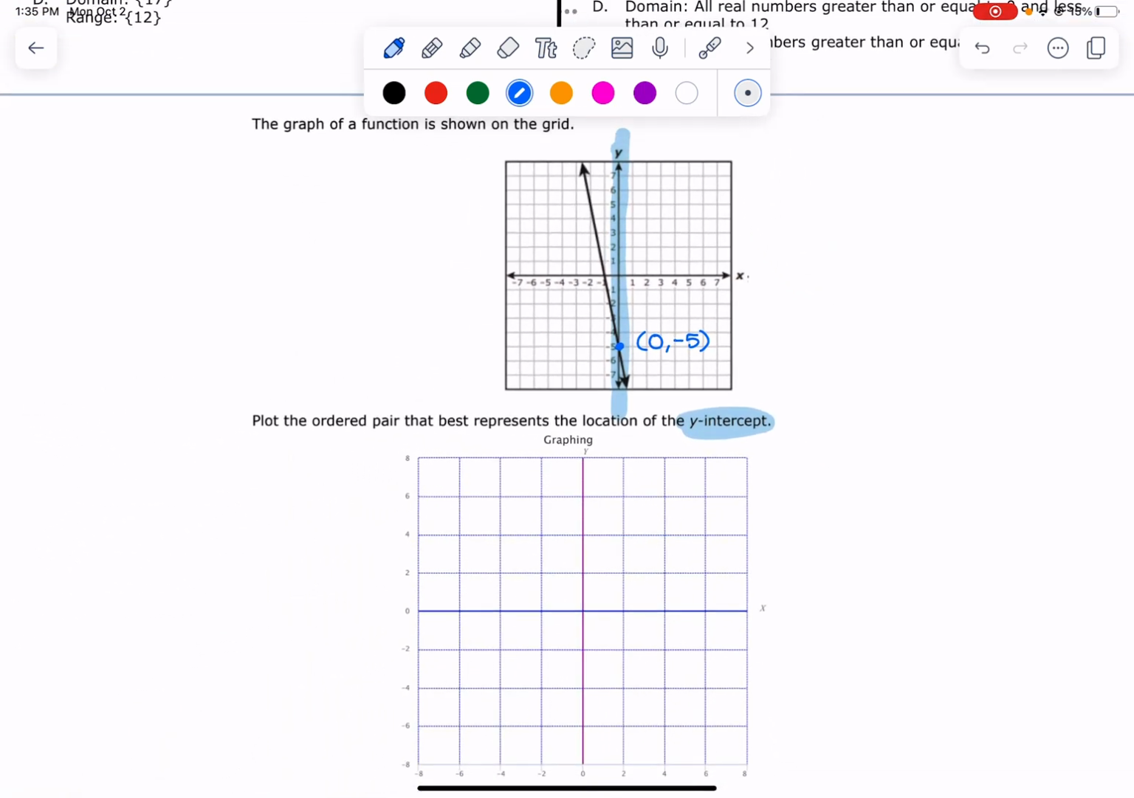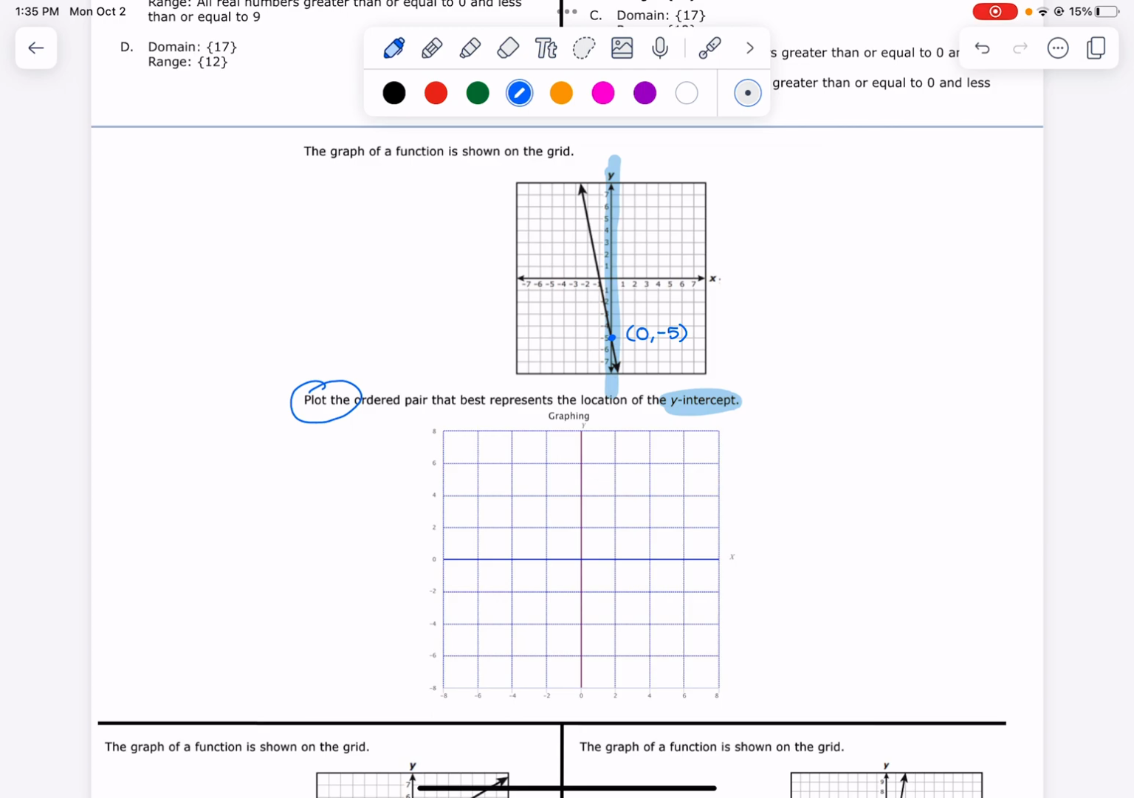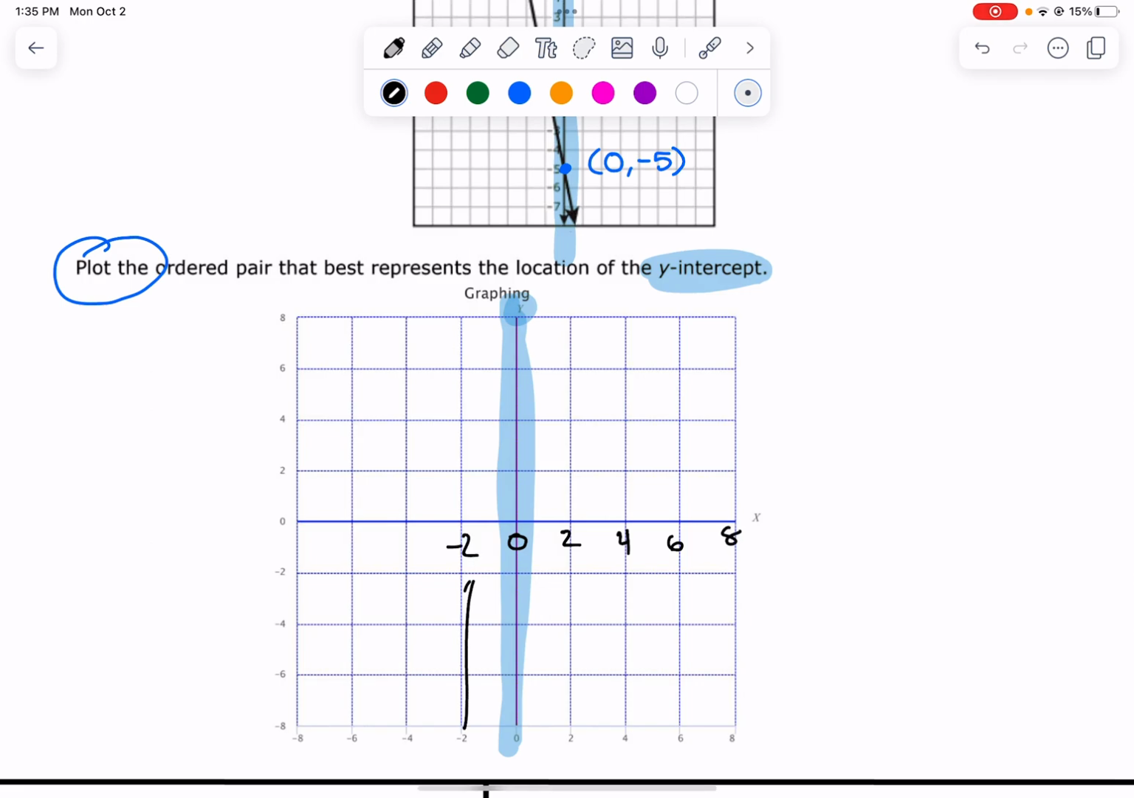And it says, plot the ordered pair that best represents the location. So if you look at this graph, you see y right here. They wrote the numbers real weird. So this is actually 0, 2, 4, 6, 8. So just take the numbers up, -4, -6, and then take these over: 2, 4, 6, -2, -4, -6.